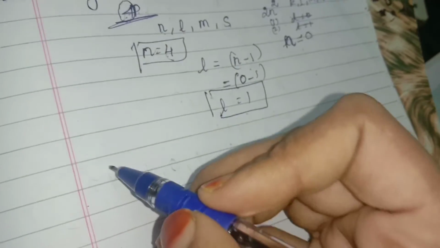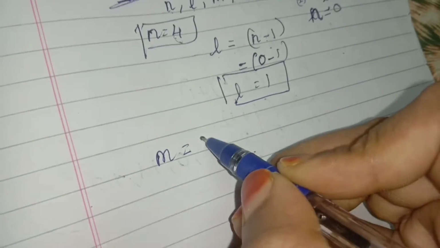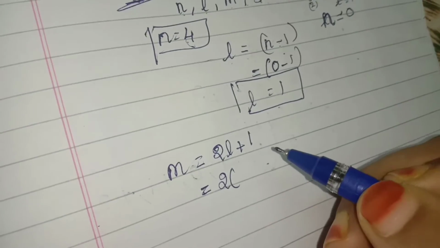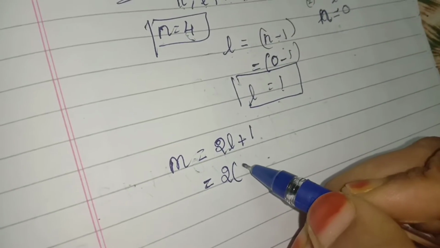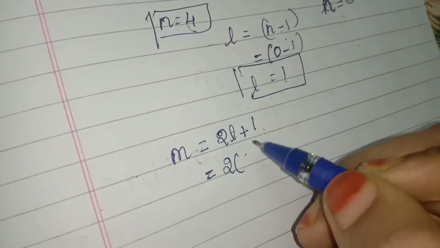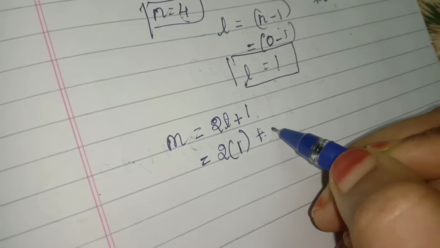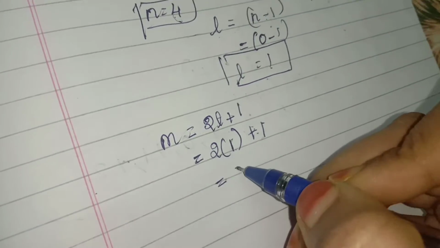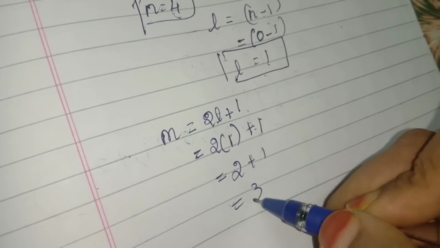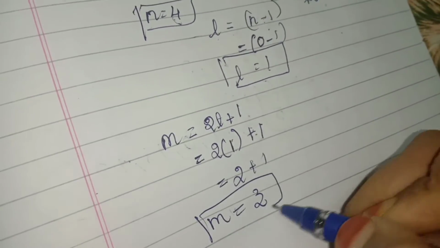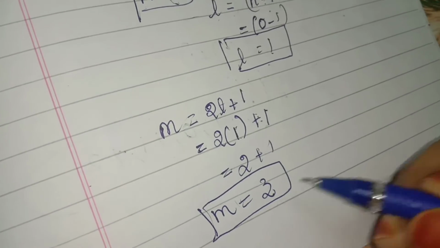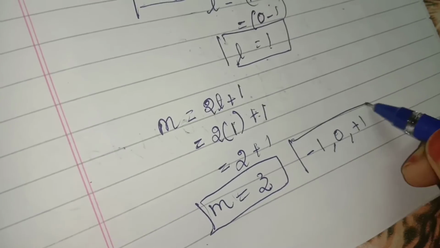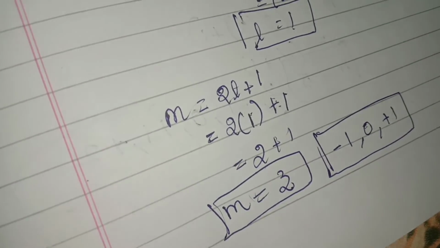Now you have to calculate the M value. The M formula is 2L plus 1. So 2 into, what is the L value we got here? 1. Instead of L, you write the L value 1, so 2 into 1, 2 plus 1, which is equal to 3. So the M value is 3. Totally how many orientations are possible? 3 orientations are possible: 0, minus 1, plus 1. These 3 orientations are possible for the magnetic quantum number.